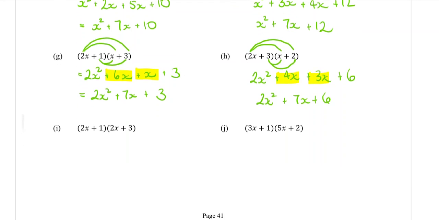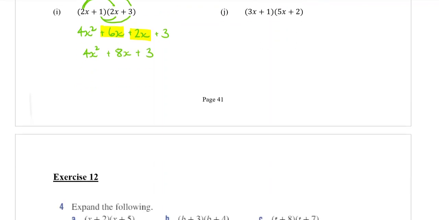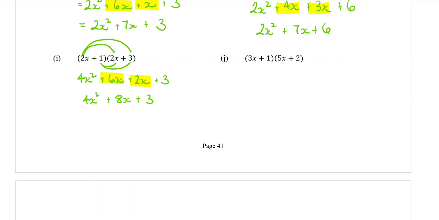7. So it's going to be 2x squared plus 7x plus 6. All right, Kirby, that was you. Yes. And then 2x times 3. Yeah. And then the inside, 1 times 2x. Yeah. And then 1 times 3. Good. Okay. Add together your two middle ones. Yeah, so you have 4x squared plus 8x plus 3. Really good.